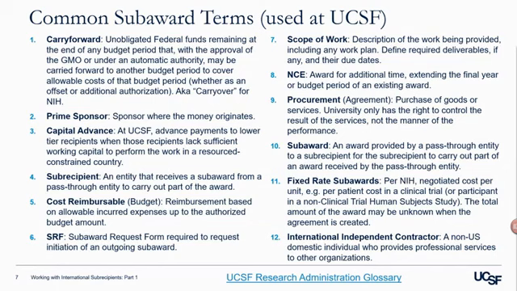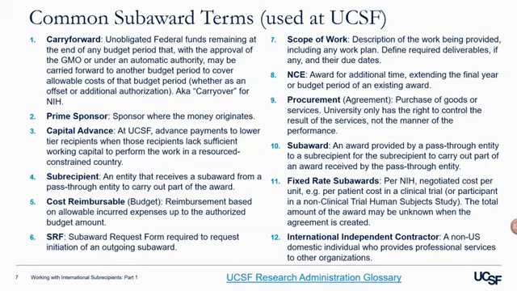So at UCSF, advance payments to lower tier recipients cost when these recipients lack sufficient working capital to perform the work. 4 down was subrecipient. That would be the entity that receives the subaward from a pass-through entity to carry out part of the award, as in the federal definition.